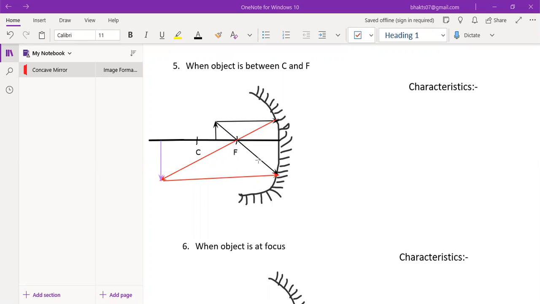What we can conclude from this is that when the object is between the center of curvature, that is C point, and focus F point, the image is beyond the center of curvature. As you can see, the purple arrow is beyond C. Its characteristics are it is real, inverted, and magnified as well.